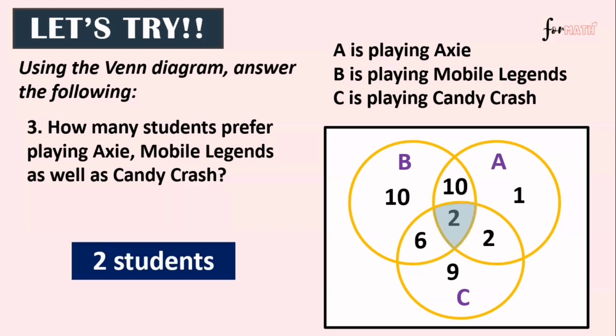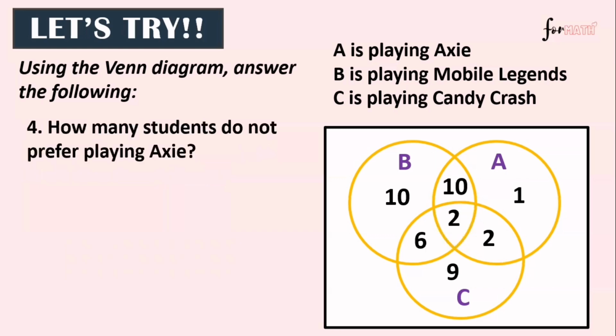Okay, next naman, number 4. How many students do not prefer playing Axie? Ibig sabihin, how many students daw ang prefer na ayaw maglaro ng Axie? Sino dyan ang Axie natin? Si set A. So, ibig sabihin, para makuha natin yung number of students na ayaw maglaro ng Axie, okay, kukunin natin ito. Okay? Kasi yung 10 na yan, since sila ay intersection ni A and B, or kumbaga, naglalaro sila ng Axie and Mobile Legends.